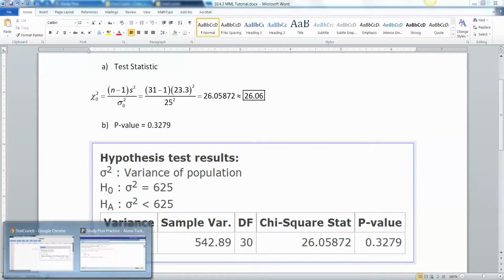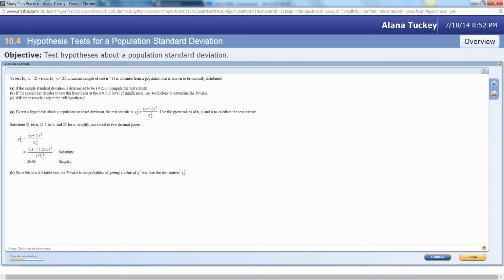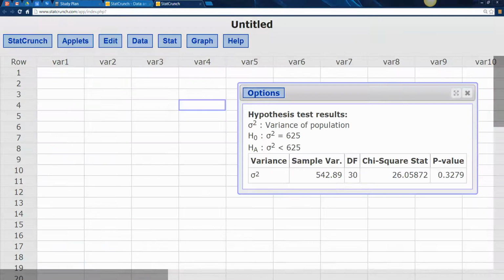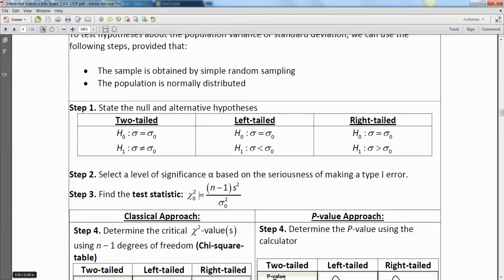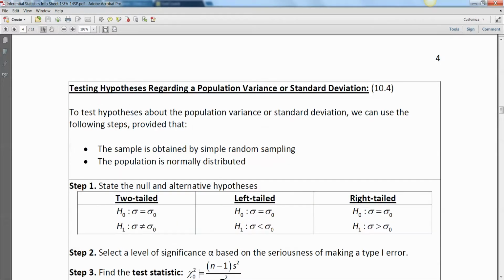So they actually set up in the problem a test of standard deviation. Sigma equals 25. That's the population standard deviation is equal to 25. When we ran it in StatCrunch, because we really have no options for the calculator, we ran it with sigma squared, the variance, equal to 625, because 25 squared is 625. It'll actually get you the same answer.